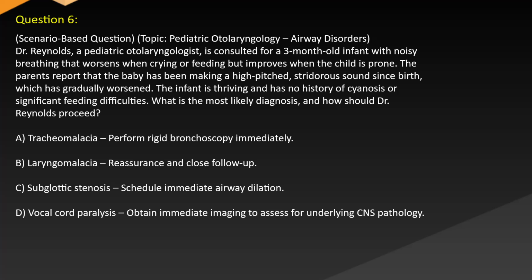What is the most likely diagnosis and how should Dr. Reynolds proceed? A. Tracheomalacia. Perform rigid bronchoscopy immediately. B. Laryngomalacia. Reassurance and close follow-up. C. Subglottic stenosis. Schedule immediate airway dilation. D. Vocal cord paralysis. Obtain immediate imaging to assess for underlying CNS pathology.